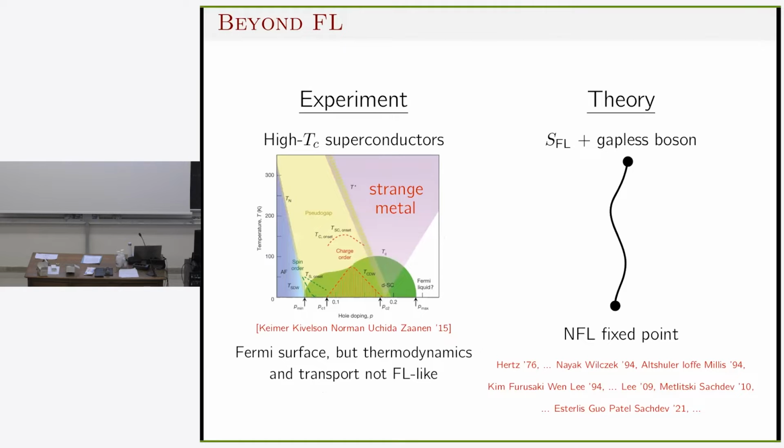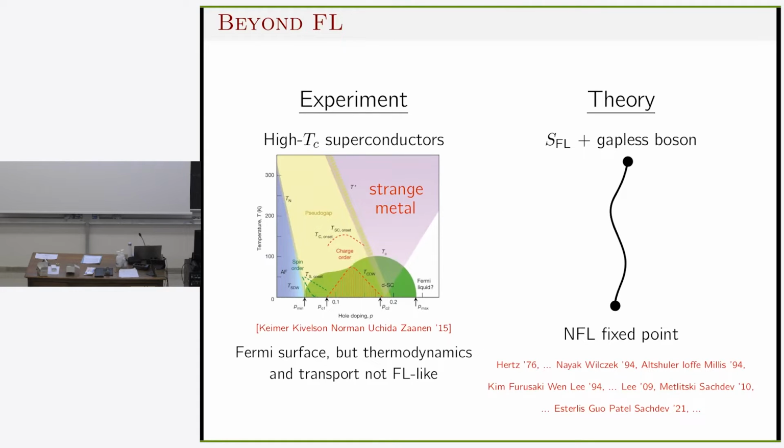In experiments, there's a growing number of systems that seem to go beyond the Fermi liquid paradigm. They still have a Fermi surface, so we expect them to be, again, these very gapless phases of matter. But a lot of observables don't agree with Fermi liquid predictions. An example is the strange metallic phase of high temperature superconductors.